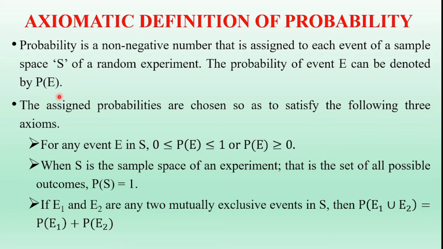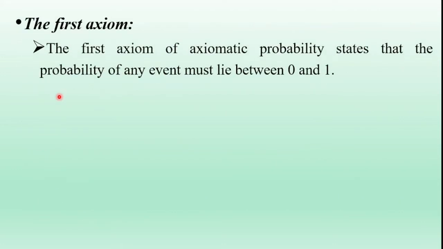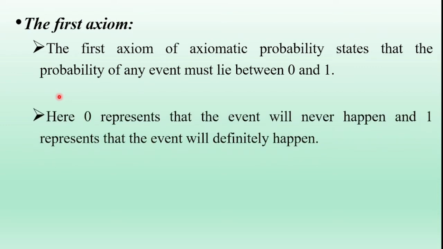Next, I will explain each axiomatic condition clearly. What is the first axiomatic condition? 0 is less than or equal to P(E), which is less than or equal to 1, for each event in the sample space. The first axiom states that the probability of any event must lie between 0 and 1. Here 0 represents that the event will never happen and 1 represents that the event will definitely happen.